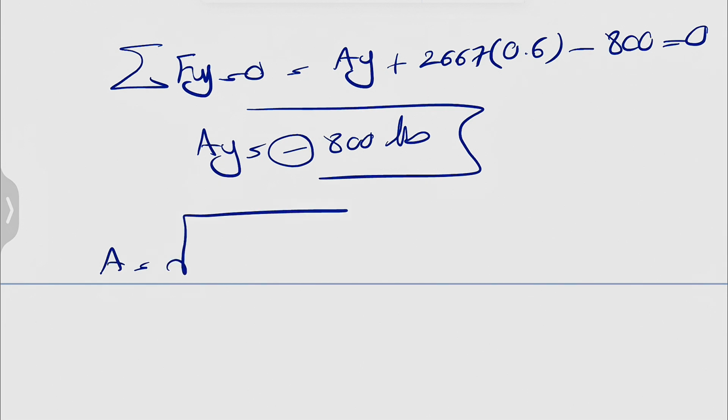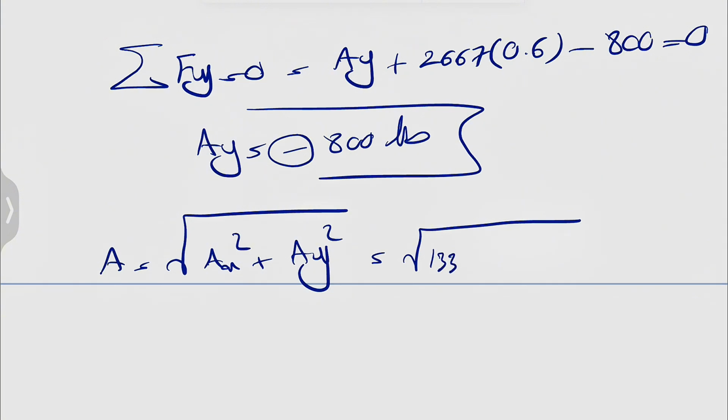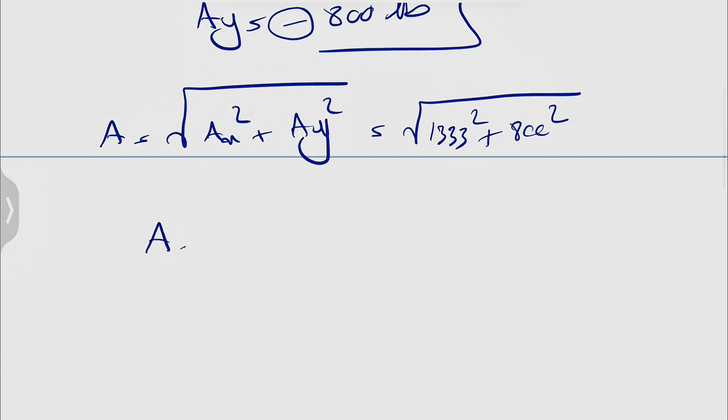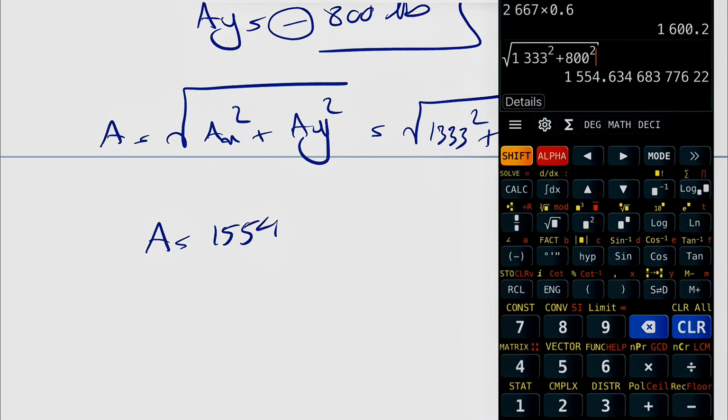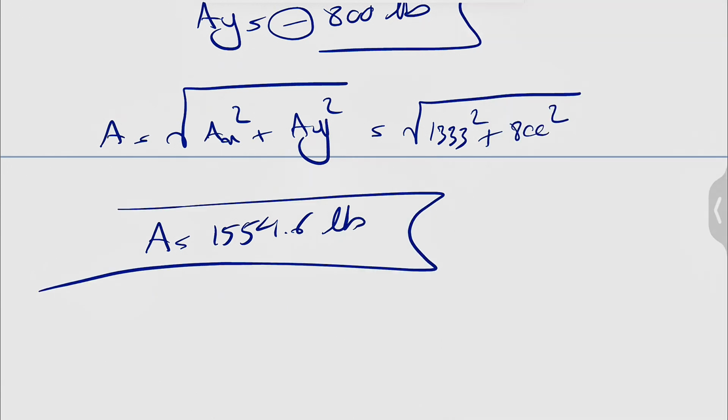And if we just want to find the magnitude, we're going to have the square root of AX squared plus AY squared. So basically the square root of 1333 squared plus 800 squared. And let's see what we get. So the square root of 1333 squared plus 800 squared. And this is going to give us 1554.6 pounds. And the direction would be somewhere in here because that was our AX.